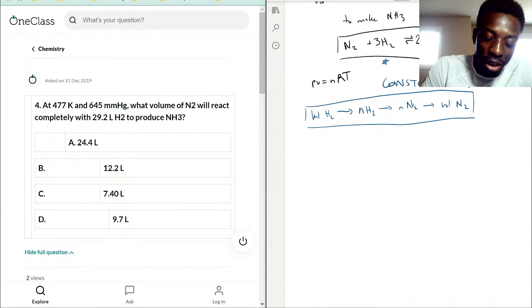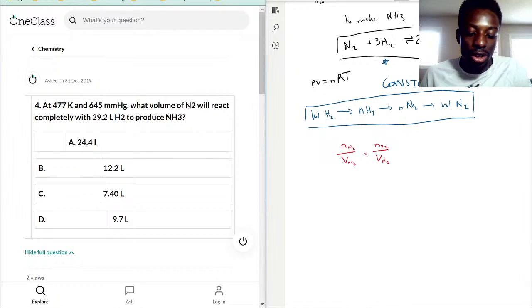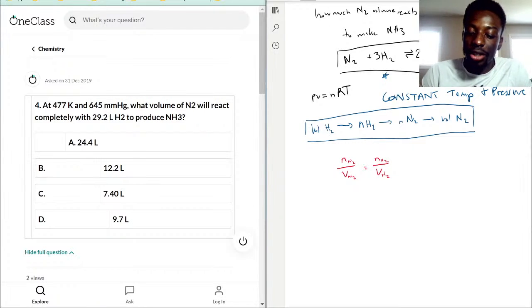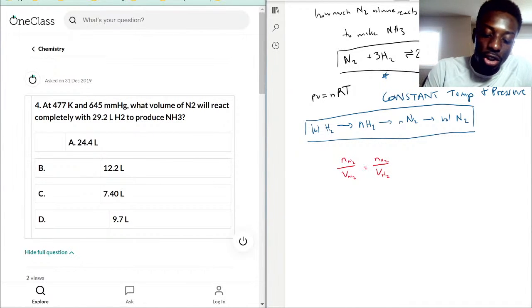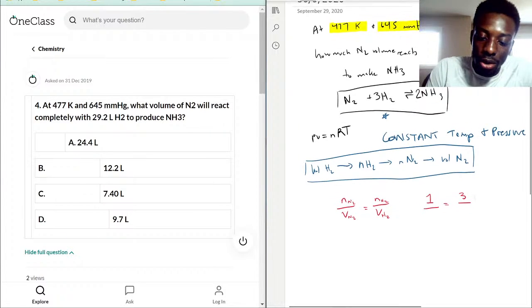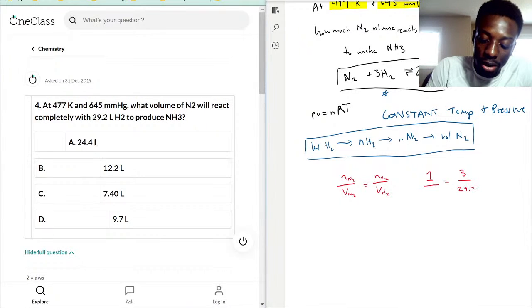Okay, so here is what I did to solve it. The amount of moles per the amount of volume of nitrogen has to equal the amount of moles per the amount of volume of hydrogen. This is how I solved it, a much quicker way, only because the pressure and temperature were constant. We know the ratio of moles, so nitrogen is going to be 1, it's equal to hydrogen, which is 3, over 29.2, that's the volume of hydrogen.